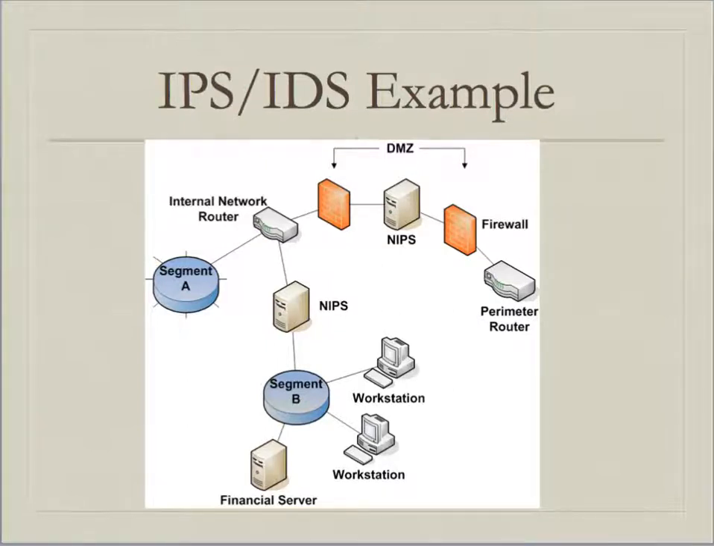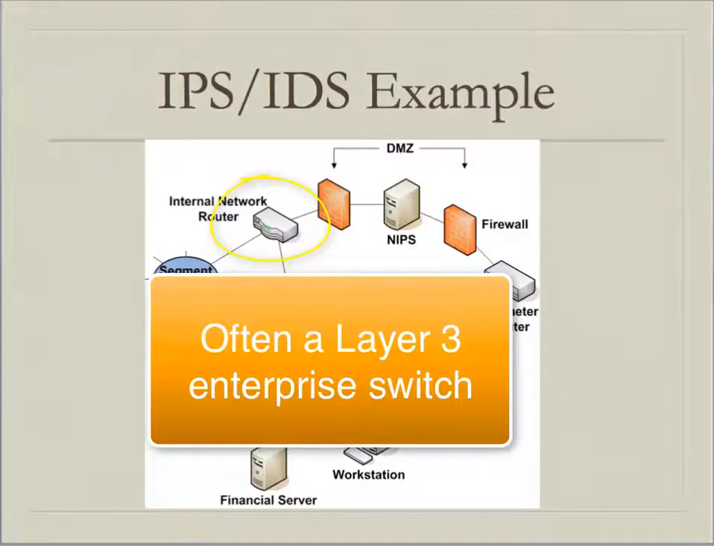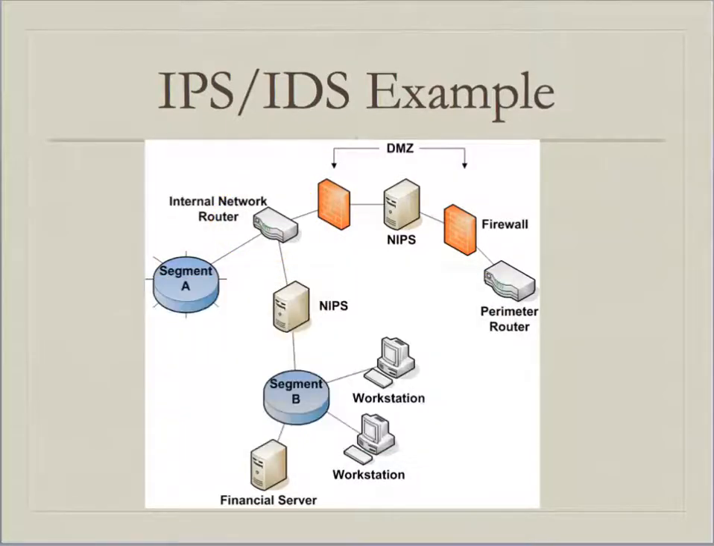Then the traffic will pass through a second firewall. Those two firewalls together create a DMZ or an externally facing security zone, and then hits an internal network router. That router could also be a layer 3 enterprise switch.